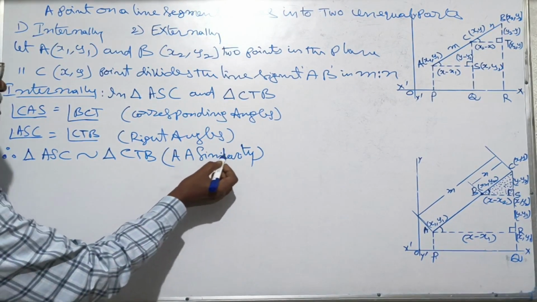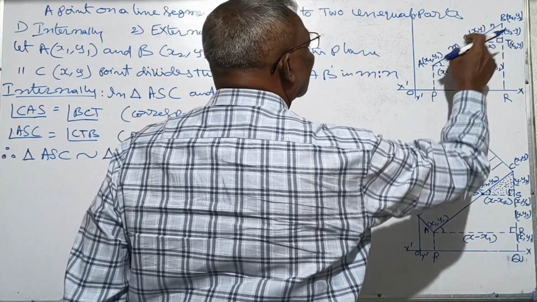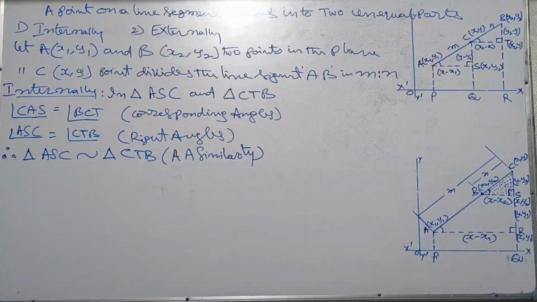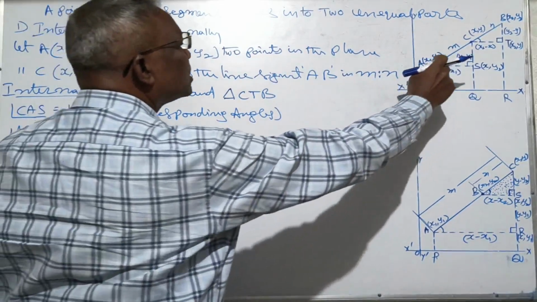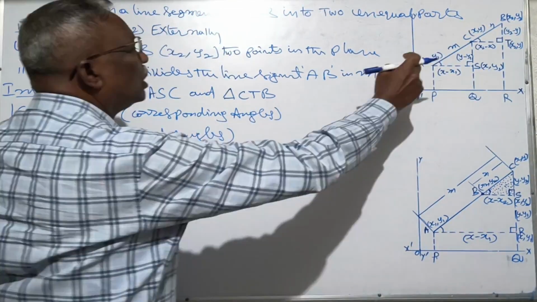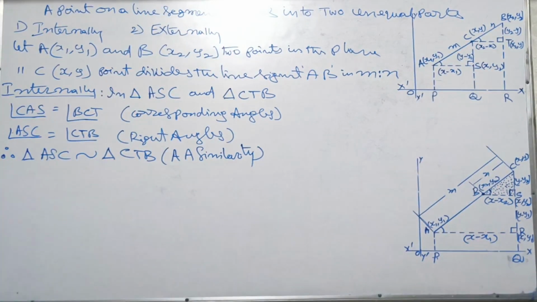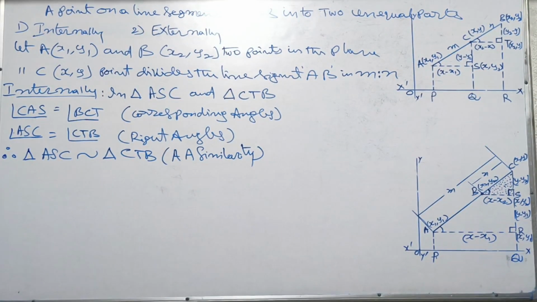That means angle similarity. Next, if two triangles are similar, then their sides are proportional.